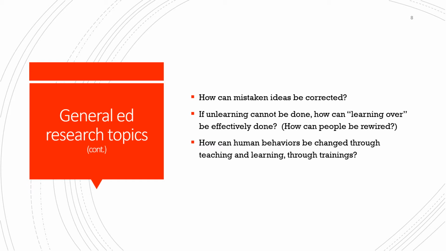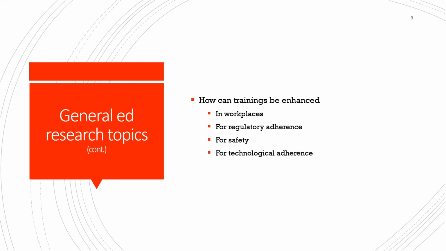Another area of interest is how can we help learners correct mistaken ideas, right? Because if humans cannot unlearn, and there's a lot of research that says people cannot unlearn, how can we overlearn to cover over a mistaken understanding through maybe reinforcement, maybe through practice, maybe through lots of examples? And then how can we change human behaviors through teaching and learning, through trainings? And these are actually really hard questions and have huge implications in the world.